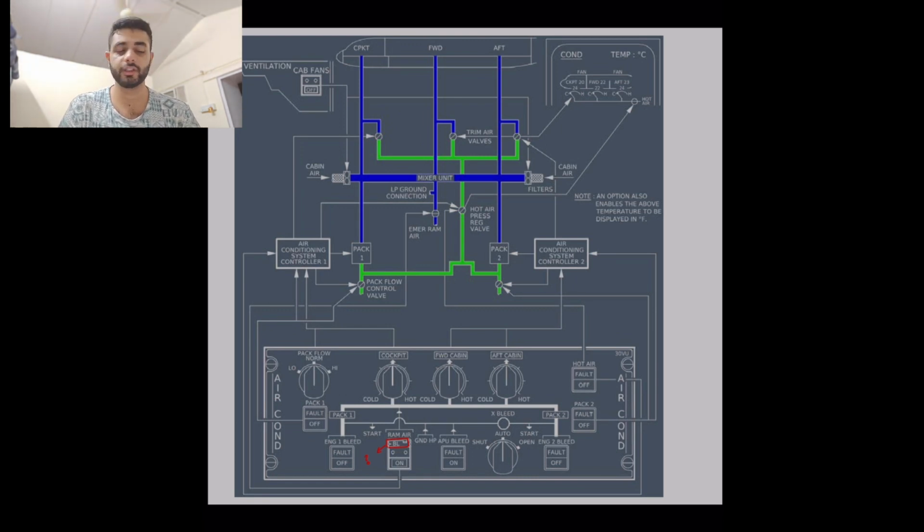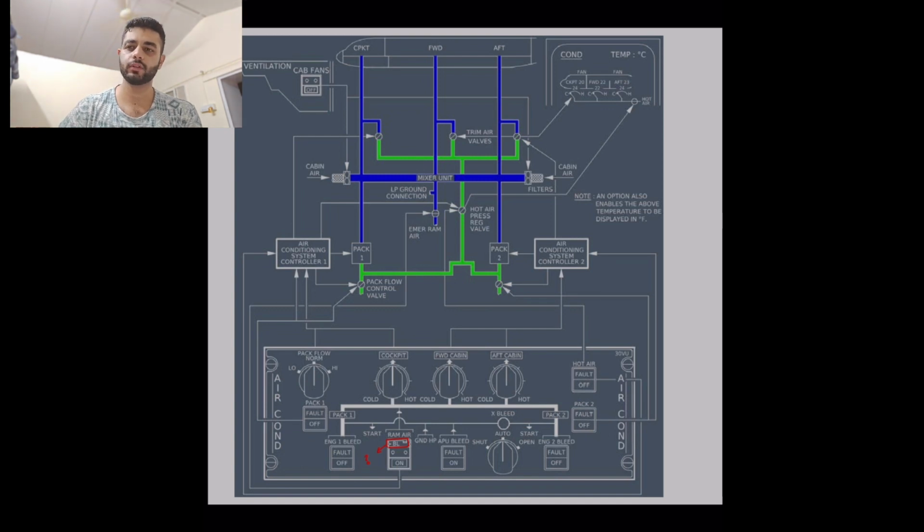We have air conditioning. So in air conditioning, there are two packs. You can imagine packs as pneumatic air conditioning kits. Pneumatic means you're using air, like how in hydraulics you're using a fluid, a liquid. In pneumatic you're using air to pressurize the aircraft. You'll be using it for ventilation later on. You'll be using it for controlling the temperature in the aircraft and everything.